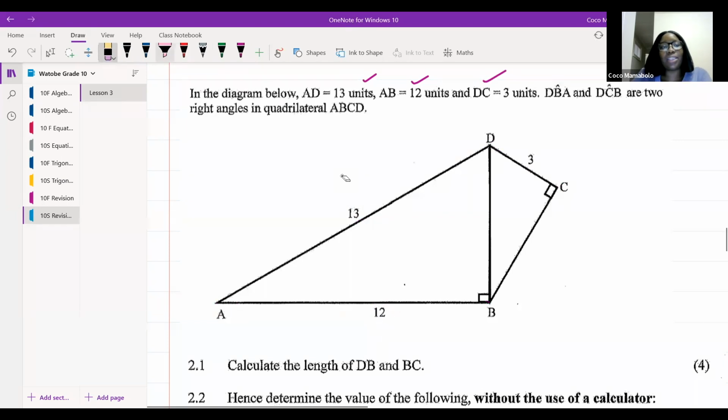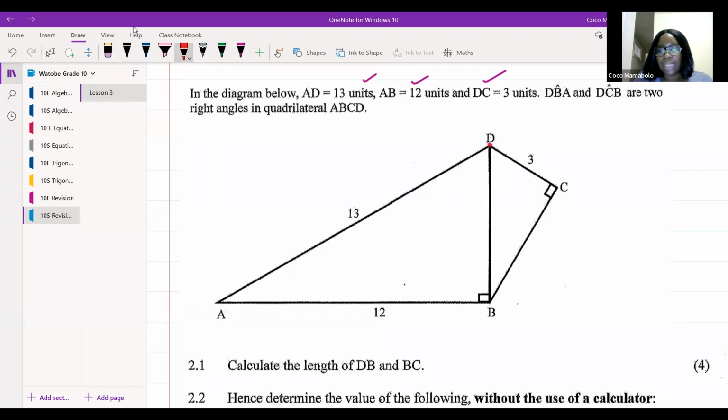And then when we read this, guys, I want us to make sure that we all know how to read this. When it says to us DBA, that means we're going to start looking from D to B, and you guys will notice that B has a little cap on it. That cap means that's the angle that they're actually telling us about. So we're going to start at D, and we're going to go to B, and then from B to A.